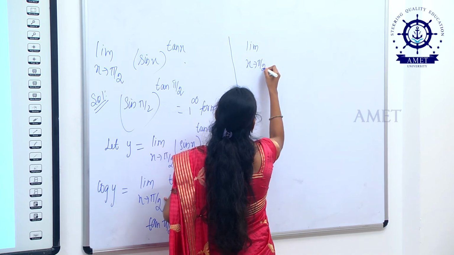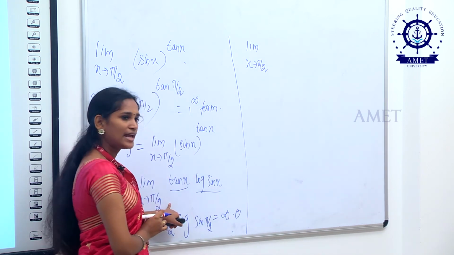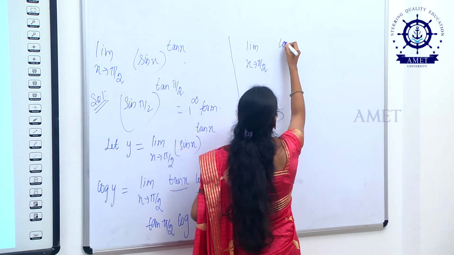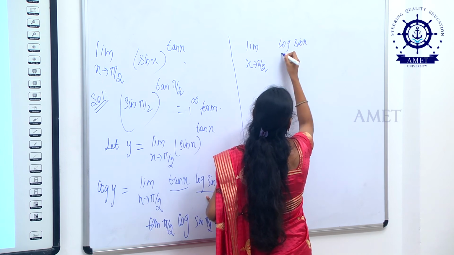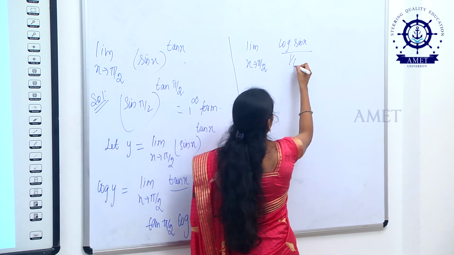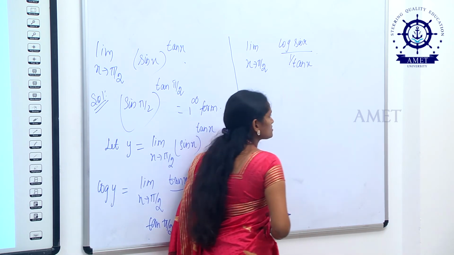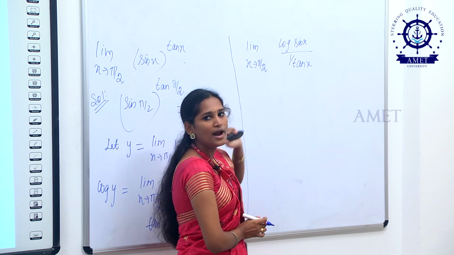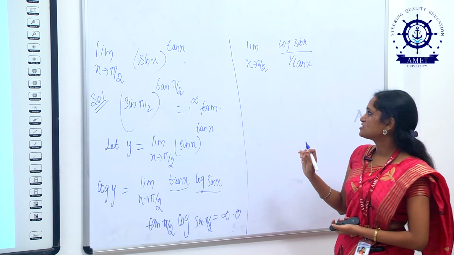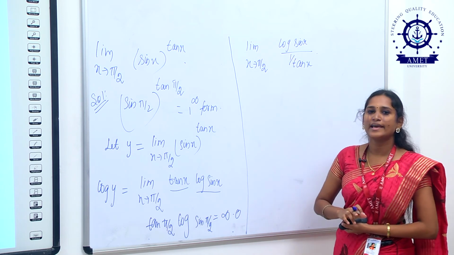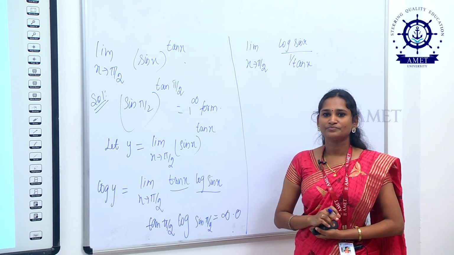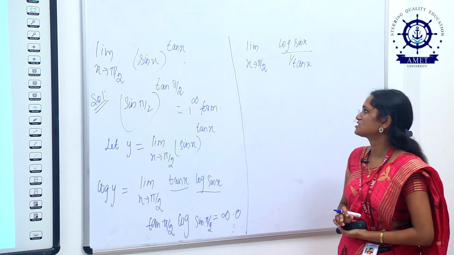limit x tends to pi by 2. Here I take f of x as log of sin x, divided by 1 by g of x, where g of x is tan x. So 1 by tan x. So this is the f of x divided by 1 by g of x form. Now substitute the x value pi by 2. We have to check whether it is 0 by 0 or infinity by infinity.